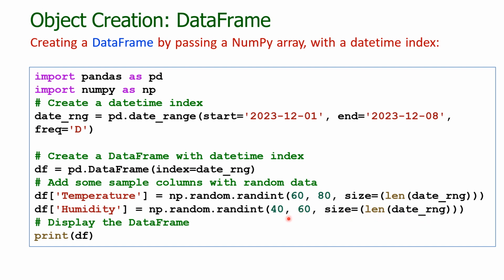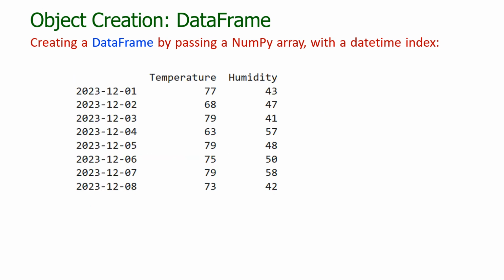And in this case, for the humidity values, we are putting the criteria that the value should lie between 40 to 60. So once we have created these two columns, we can print the data frame. Now you can see the data frame consisting of the date range index with the two other columns that we have just included, which are the temperature and the humidity values.